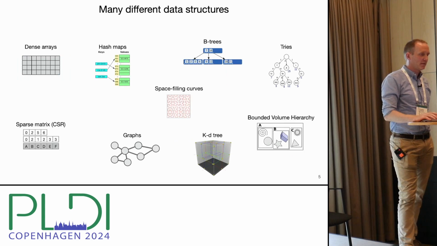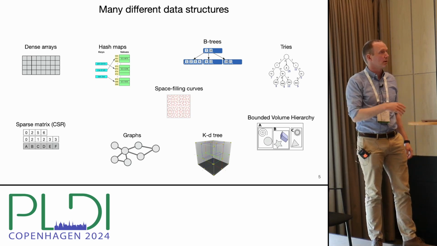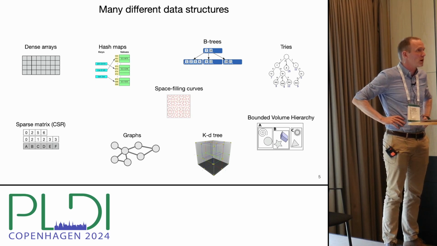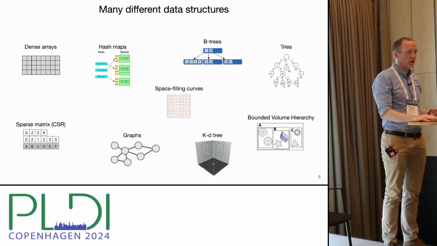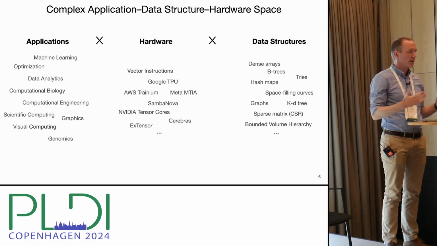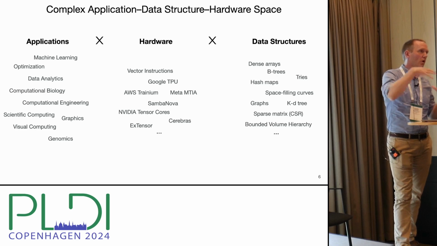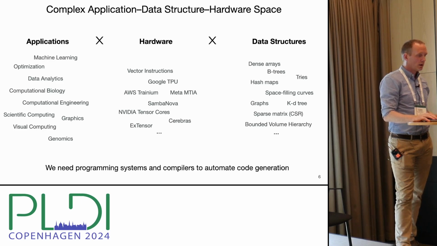And then we have many different data structures, as we've seen. It's not just dense arrays. You have the KD trees that Jayon mentioned. You have B trees, hash maps, all sorts of tries, and sparse matrix data structures. So we end up with a bunch of applications, a bunch of hardware, and a bunch of data structures. How can we get on top of this so we don't have to write 50 different domain-specific languages and 50 different compilers? We need programming systems, but not too many of them.